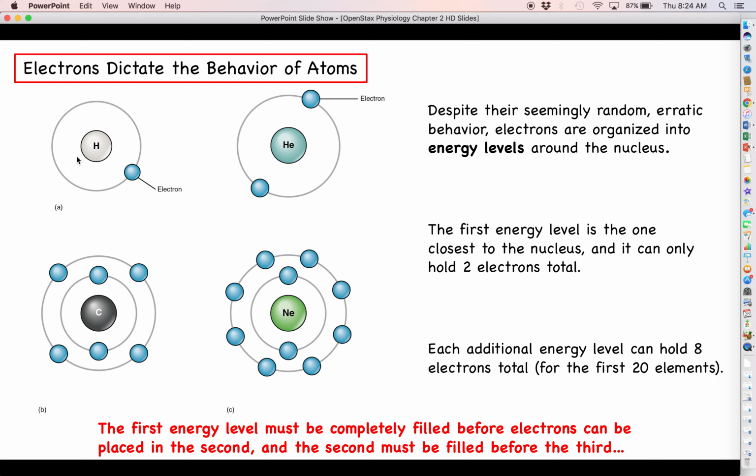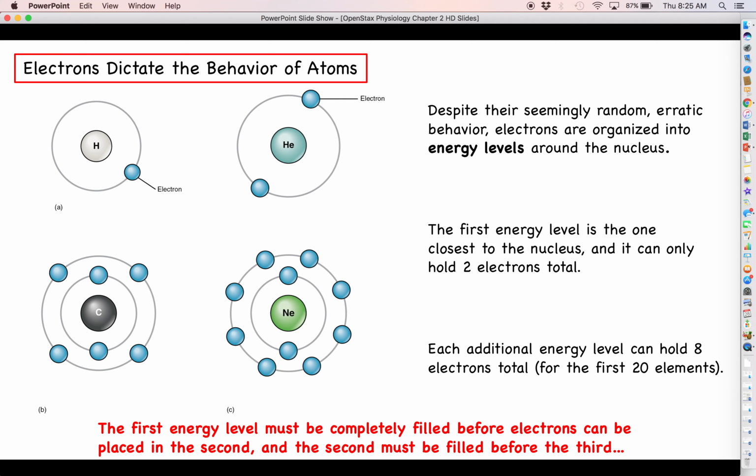On the top left here, you are looking at hydrogen. It has only one electron, so de facto, its one electron goes into the first energy level, that first ring closest to the nucleus. Helium has two electrons, so again, we can hold both of those electrons in the first energy level, so we do not need any additional energy levels for hydrogen and helium.